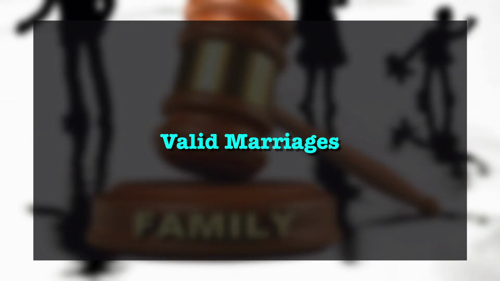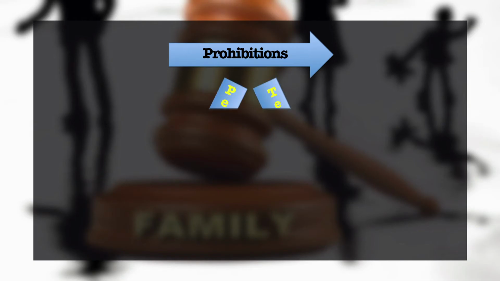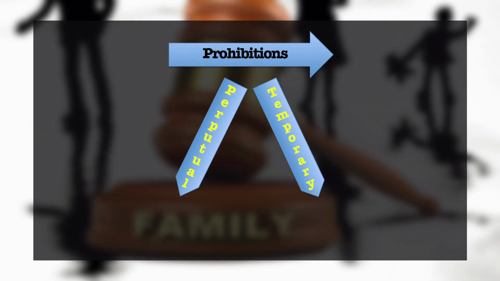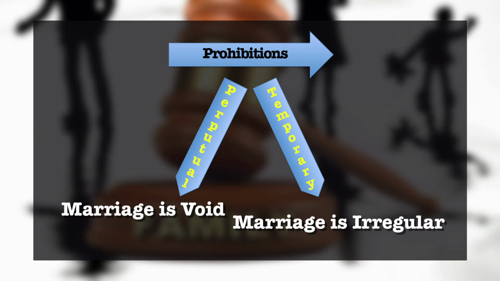Number 1. Valid marriages. A marriage which conforms in all with the law is termed as Sahih, that is correct. For a marriage to be valid, it is necessary that there should be no prohibitions affecting the parties. Now, prohibitions may be perpetual or temporary. If the prohibition is perpetual, the marriage is void. If it is temporary, the marriage is irregular.